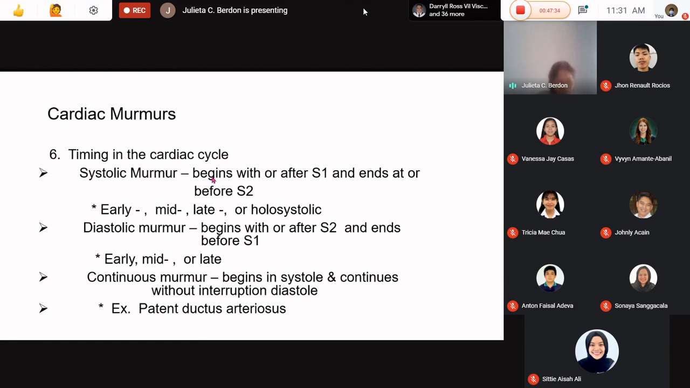So, dili mo balik ang dugo. Kung insufficient imong aortic valve, and this should be closed during diastole, right? Aortic valve should be closed during diastole. Now, kung insufficient siya, di siya closed. Therefore, blood will go back from the aorta to the ventricle. So, mag-cause siya og murmur, diastolic murmur. Kasabot?